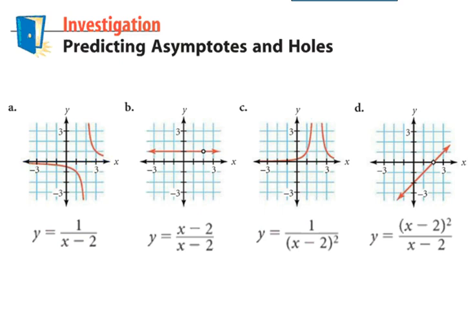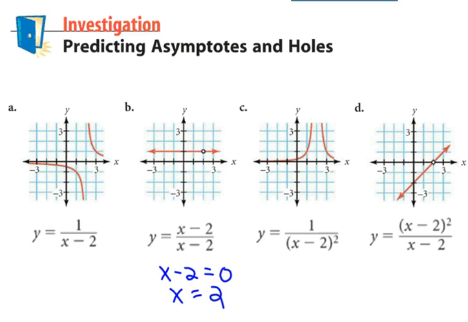Let's go to part B. So we have y equals (x minus 2) over (x minus 2). Now, if you came across this equation without seeing the graph, you might think to yourself, okay, I'm going to try to find the vertical asymptote. So I'm going to find the root of the denominator. I'm going to take the x minus 2, set it equal to 0, and solve. We would get x equals 2 again, which might lead us to think, oh, there should be a vertical asymptote at x equals 2.